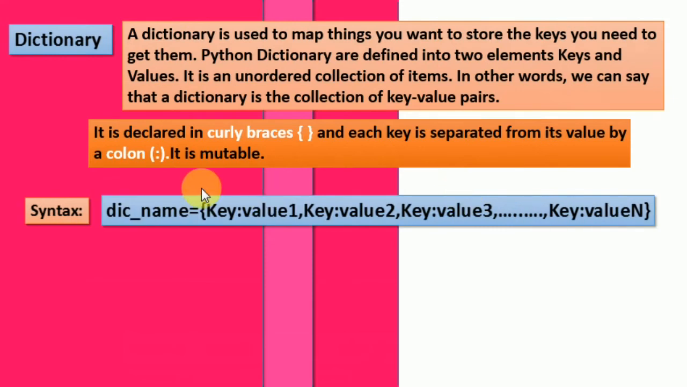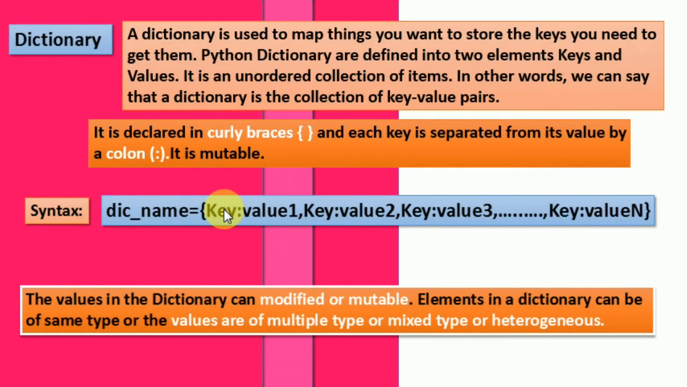Syntax: dictionary name equals to key colon value 1 comma again key colon value 2 comma key colon value 3, like this you can put. Means key and then the value. You can make the changes in the values, but the keys are not supposed to change. Here it is. The value of the dictionary can be modified, mutable. Elements in a dictionary can be of the same type or mixed, like this. Now this key is going to access this value. From this key you can access value 2. From the third key you can access the value 3.